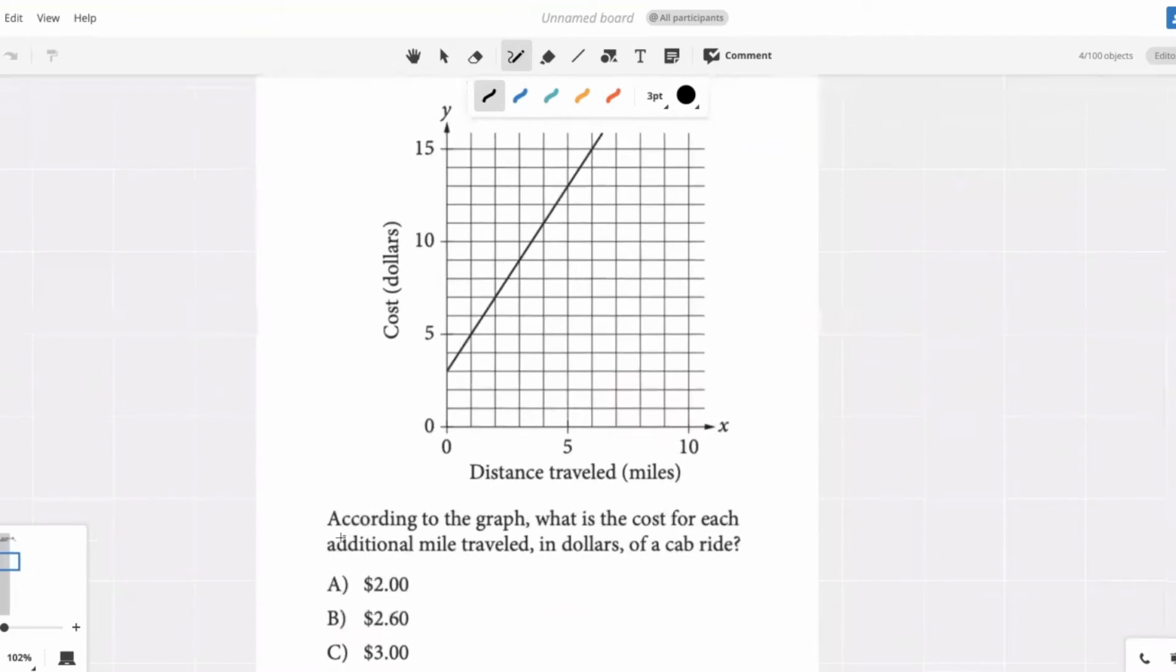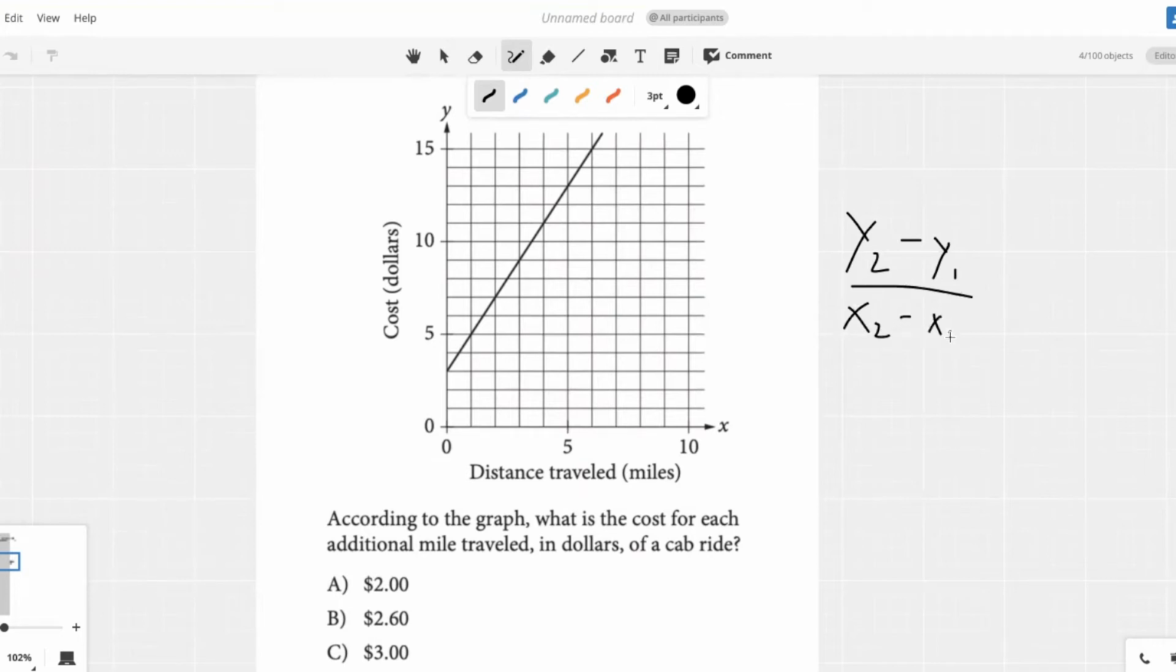So this question is asking us to find the slope, because it's asking us for the change in dollars per each change in miles. So it's asking for pretty much dollars over miles, or y over x, which is slope, rise over run. And so to find slope, we have this fancy equation that is given to us, which is y2 minus y1 over x2 minus x1.